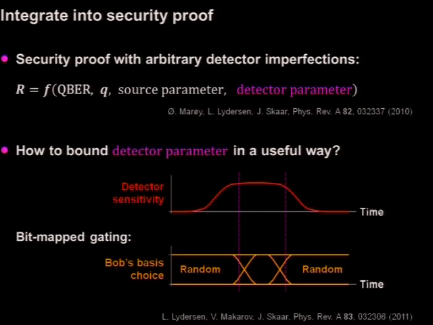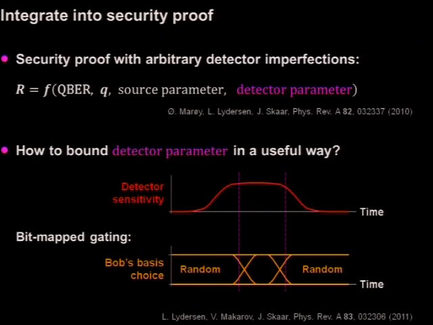No good. So we came up with a modification to the protocol that we call bit-mapped gating. The idea is that Bob applies a random basis choice outside the gate, and only in a narrow time slot in the middle of the gate, the actual basis choice is applied. Then we show that it's enough to quantify the detector sensitivity only in this narrow time region. And when you quantify, you can plug this number, which is now much higher, into this security proof and actually get a non-zero key rate.